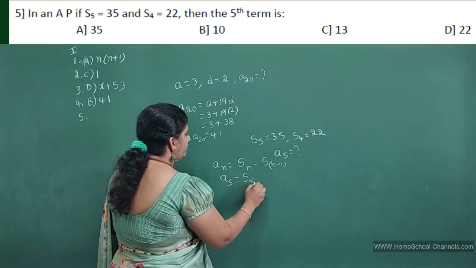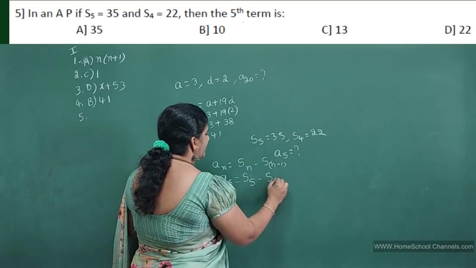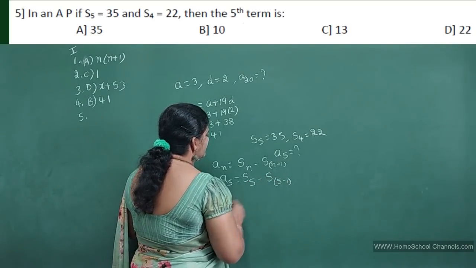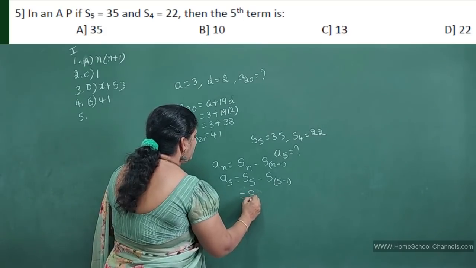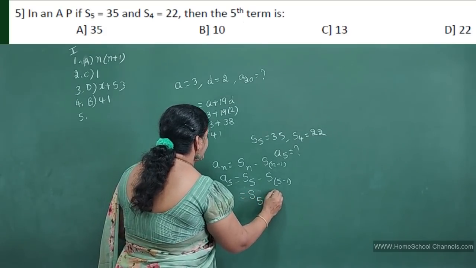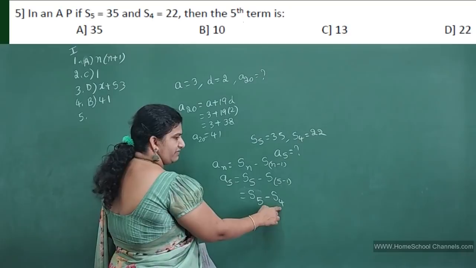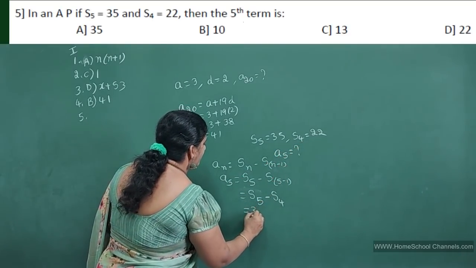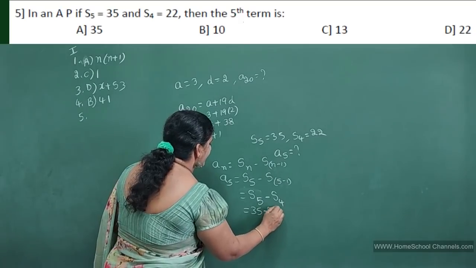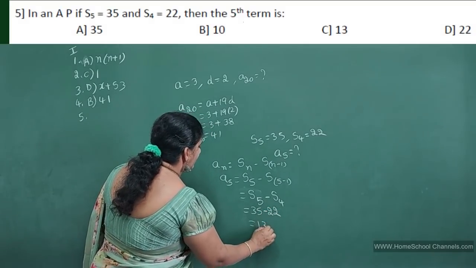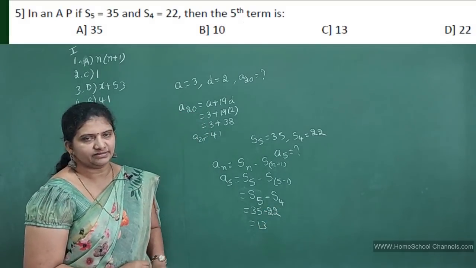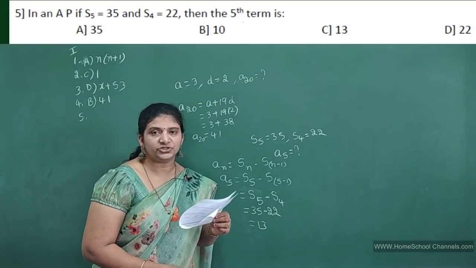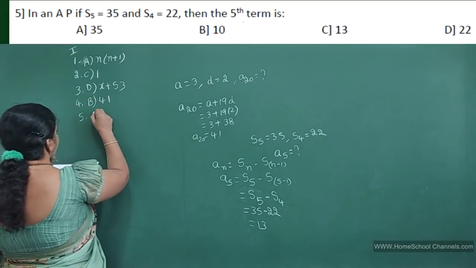A5 is equal to S5 minus S of 5 minus 1 is equal to S5 minus S4. 5 minus 1 will be 4. We know S5 and S4 value. Substitute here. 35 minus 22. That will be 13 is your answer. Check for the option. Your option is C. 13 is the answer.